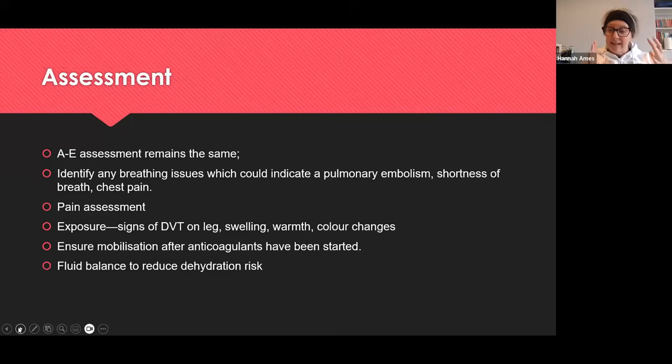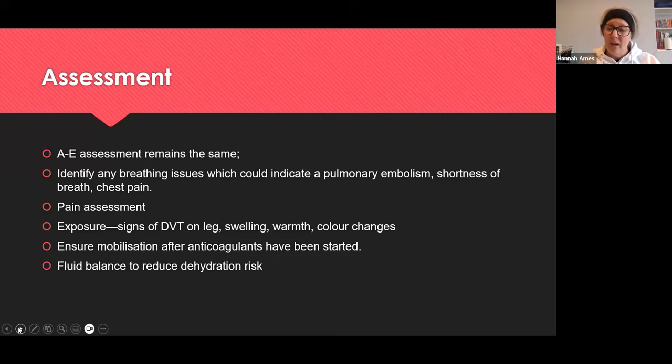So let's look at the assessment station. Just remember the marking criteria for the assessment station is the same across all APIEs. So the A2E assessment remains exactly the same. We would want to be picking up and identifying any issues in breathing. Like I said, it could indicate that there is a pulmonary embolism. So counting the respiratory rate, really important, signs of visual distress. Also any chest pain as well with that.